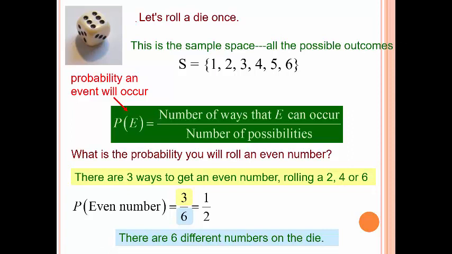So let's roll a die once. You're going to roll a 6-sided die. What we're interested in is finding the probability that you roll an even number. So we know this is the sample space, the list of all the possible outcomes. There are 6 elements in this set, or 6 outcomes, or 6 possibilities.